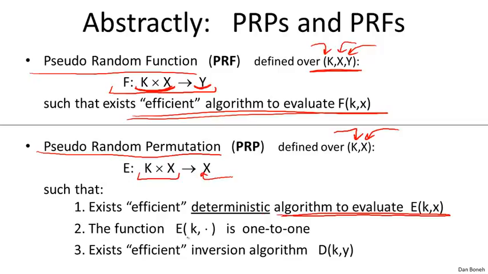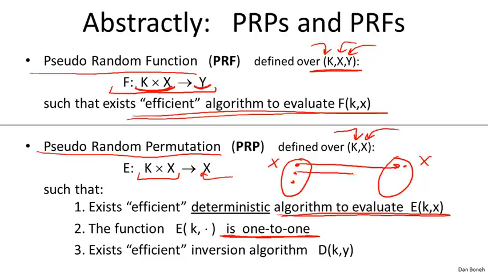But more importantly, once we fix the key k, it's important that this function E be one-to-one. In other words, if you think of the space X as a set here, and here's the same set X again, then the function E is a one-to-one function, so every element in X gets mapped to exactly one element in X. And because it's one-to-one, of course it's also invertible. So given some output, there's only one input that maps to that output, and the requirement is that there's an efficient inversion algorithm, call it D, that given a particular output, will output the original preimage that mapped to that output.